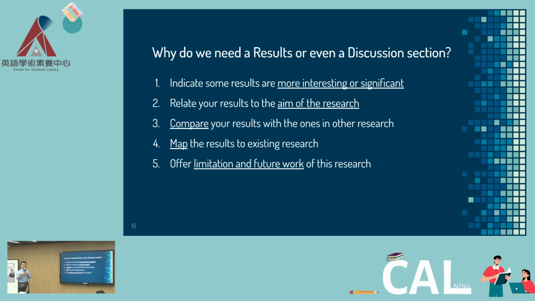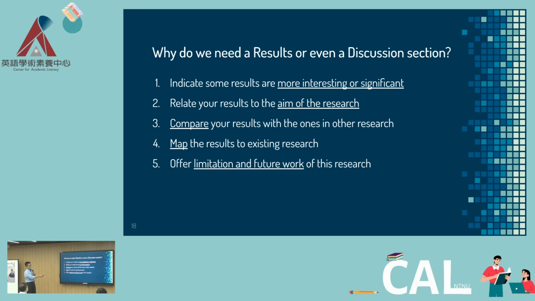So it's better to say that again and again, so that when you arrive at your conclusion, they cannot refuse to accept it. And the third one is that you have to compare your results with the ones in other research. Because the number itself is objective, okay? So you have to make comparison with others so that you know whether the number is big or small.